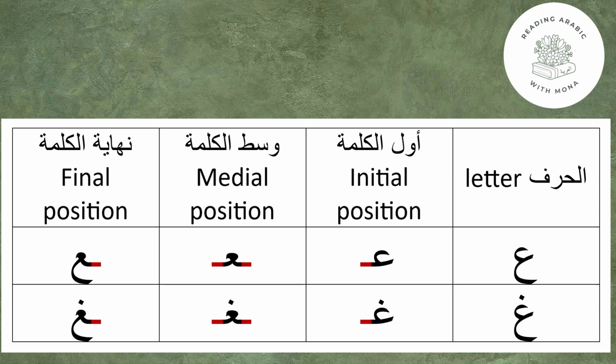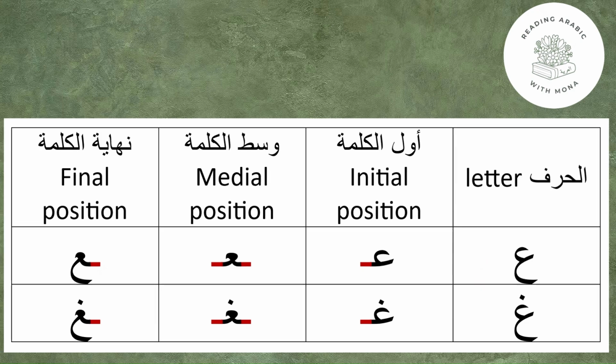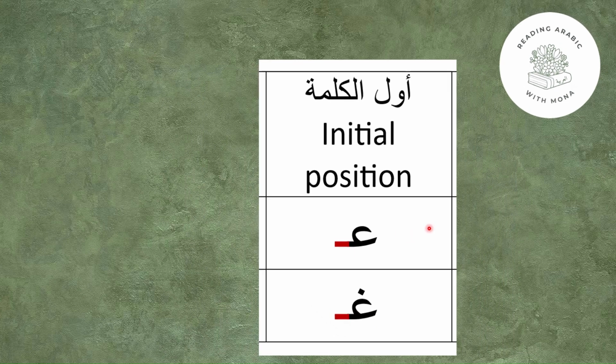So let's see how this will take place with the two letters Ain and Ghain. Now, at a first glance, we can notice that there's a lot of characters here related to the Ain and Ghain. And here, of course, we have the isolated forms. In the initial position, we kept the smaller curve and we got rid of the bigger curve, and then we extended a line to connect to the next letter.